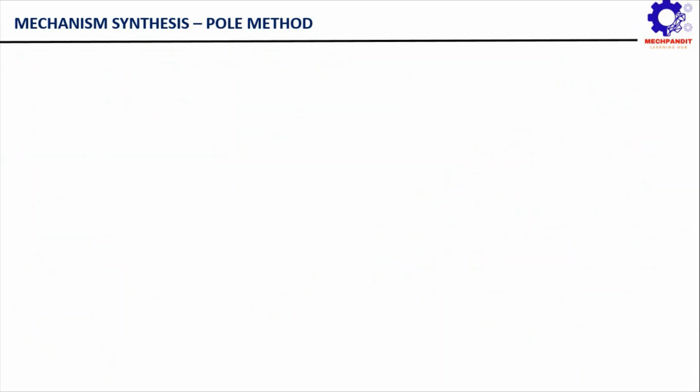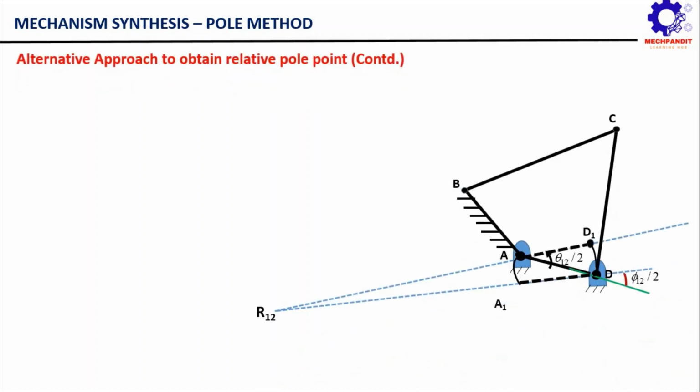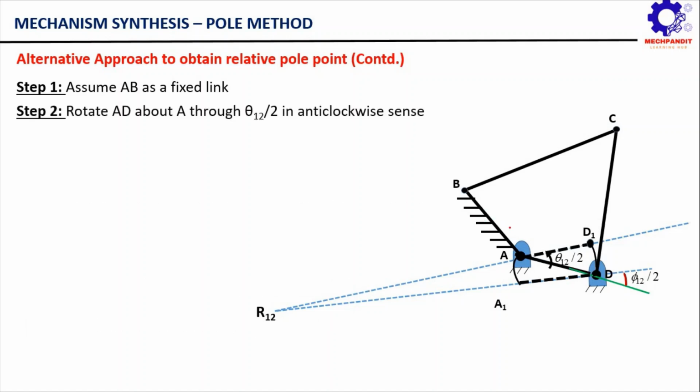As I already mentioned, this is simply to ease our construction, to obtain the right mechanism for a given motion constraint. Now how does it ease our construction? Let us see that. Here you can see, let us go step by step. We will again assume AB as a fixed link. That was already our assumption. Now we are rotating AD through theta 12 by 2 in anti-clockwise sense about this point A.